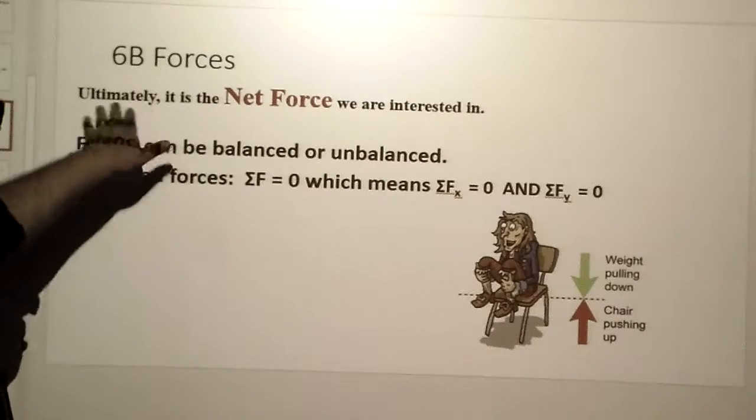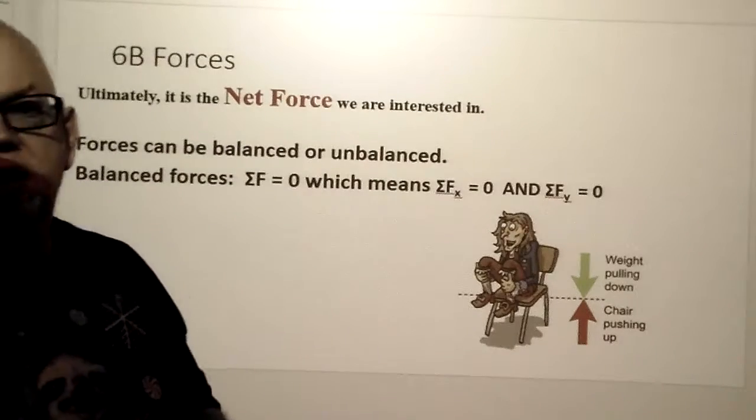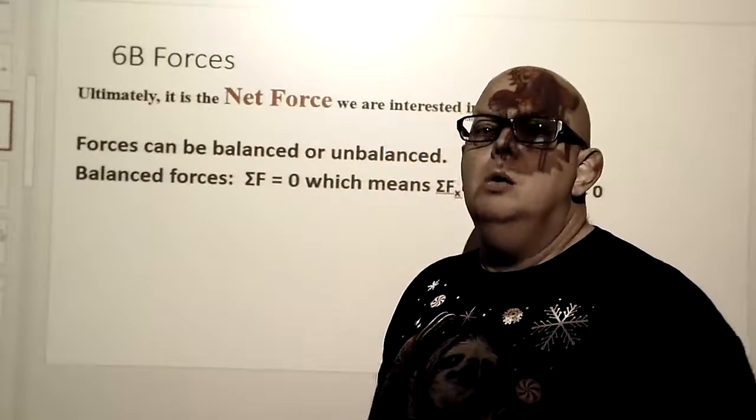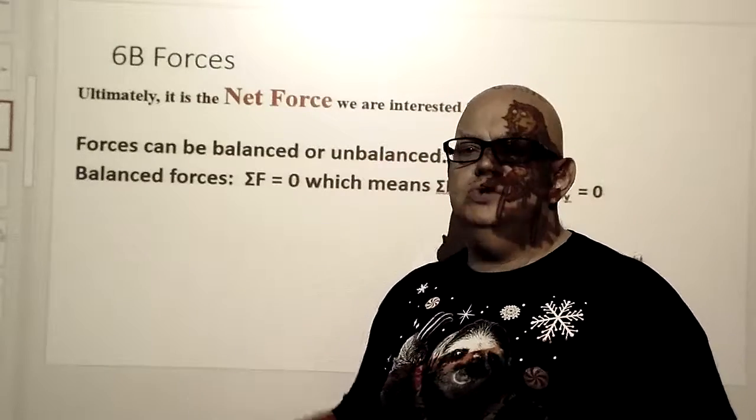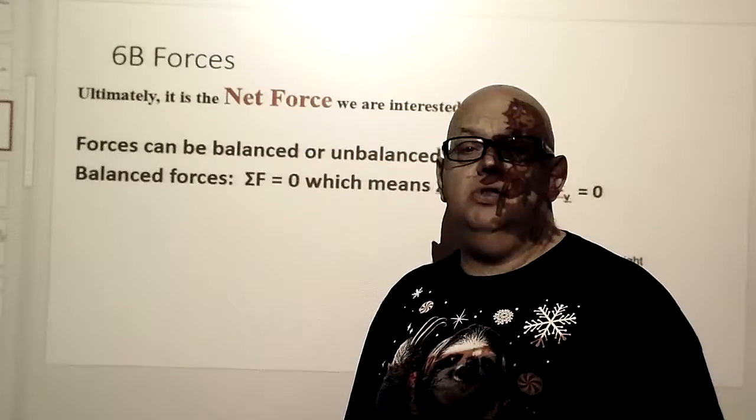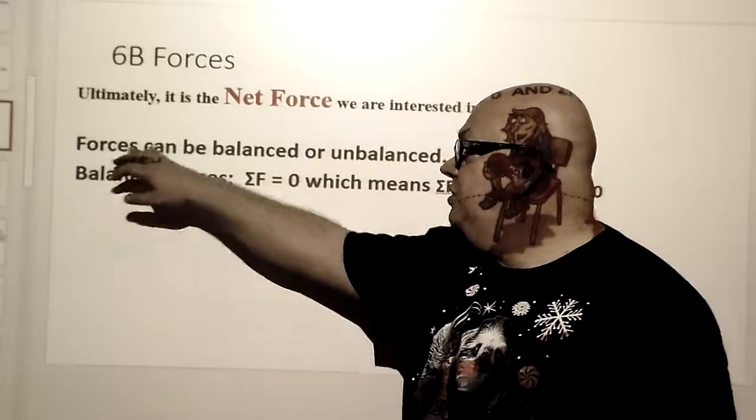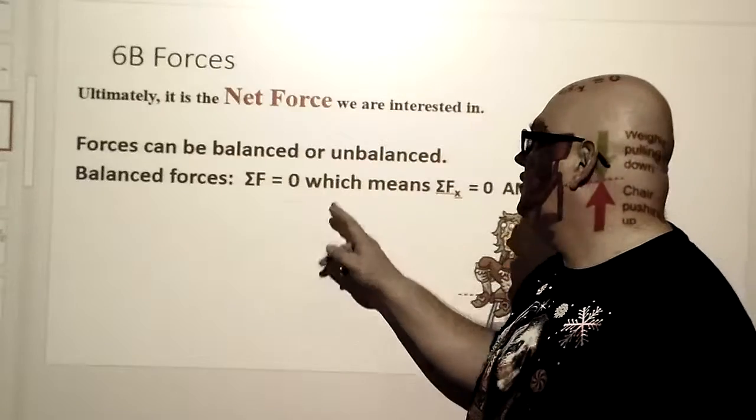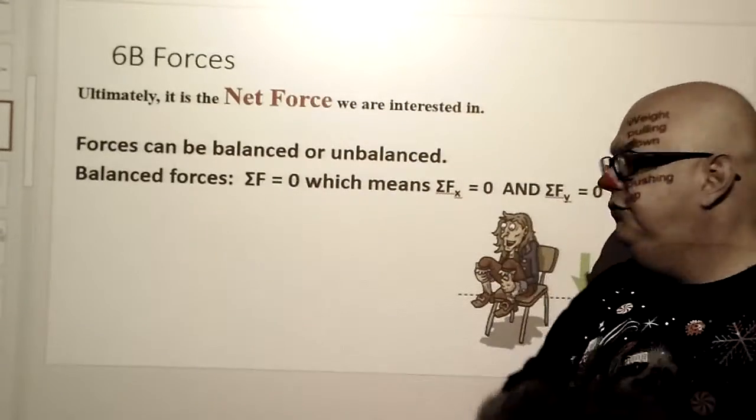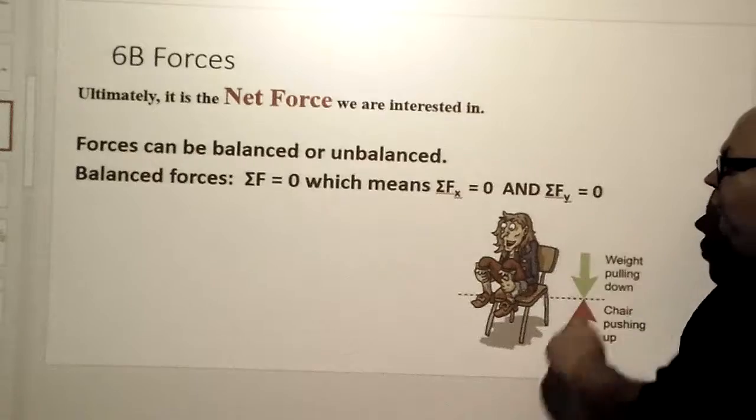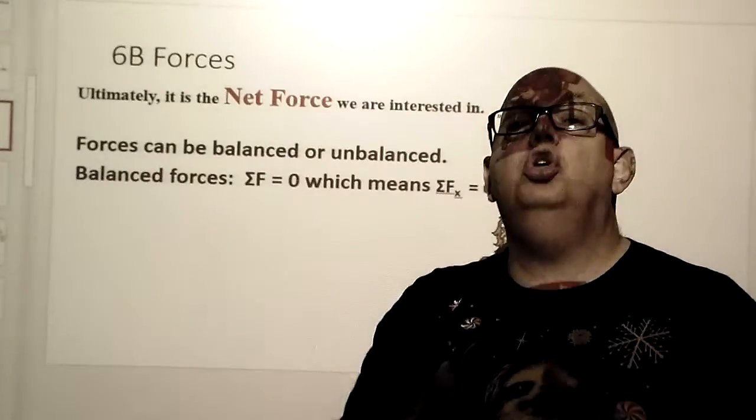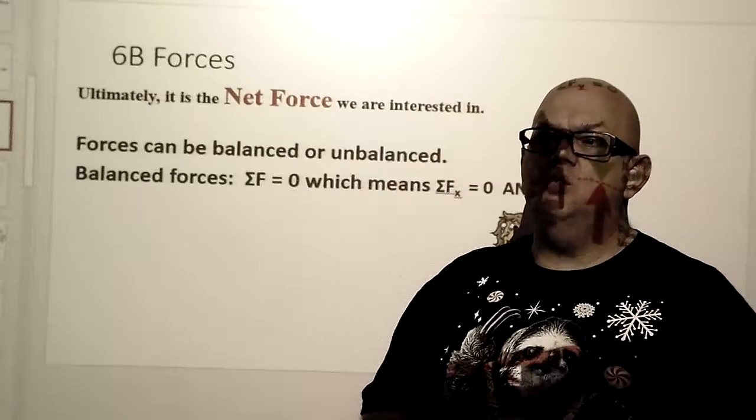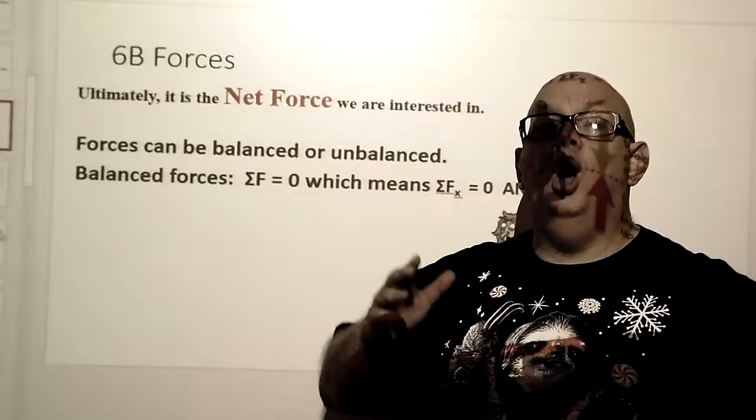So ultimately, it's the net force that we're looking at. It's wonderful if you've got 100 different kinds of forces acting on something, but all we care about are the net forces, because some forces will cancel each other out. So forces can be balanced or unbalanced, like I mentioned. Balanced forces, the total force is 0. Which means when we look at force in the x direction and force in the y direction, we have to look at all of those factors. They have to be 0 as well.